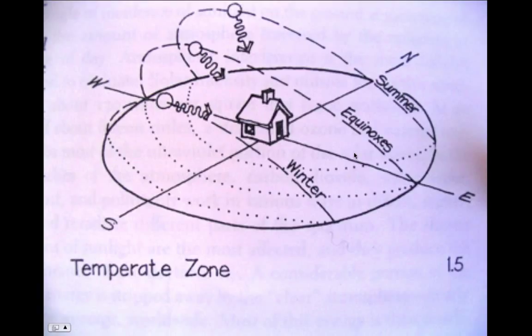And so to give you an idea, here in Iowa, the height of the sun above the horizon at noontime in the summer is about 70 degrees. So it's about 70 degrees off the horizon. And in the wintertime, it's only about 20 degrees off the horizon. So that's the distance it makes.